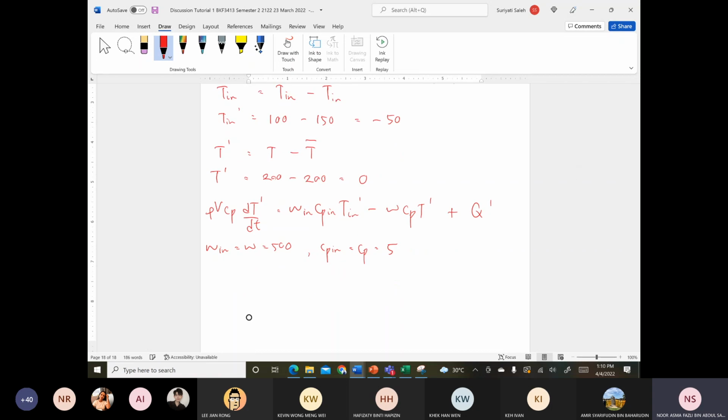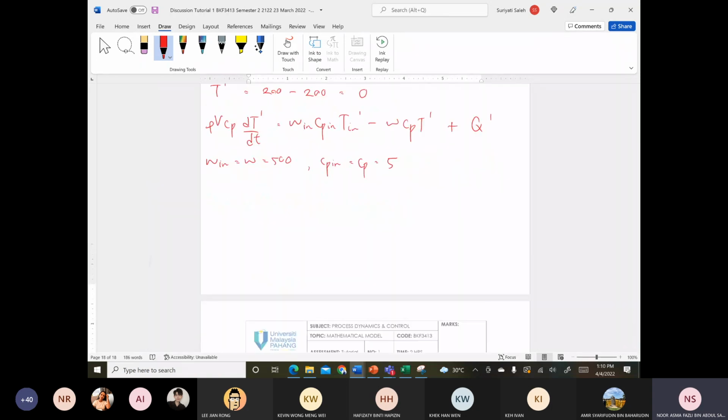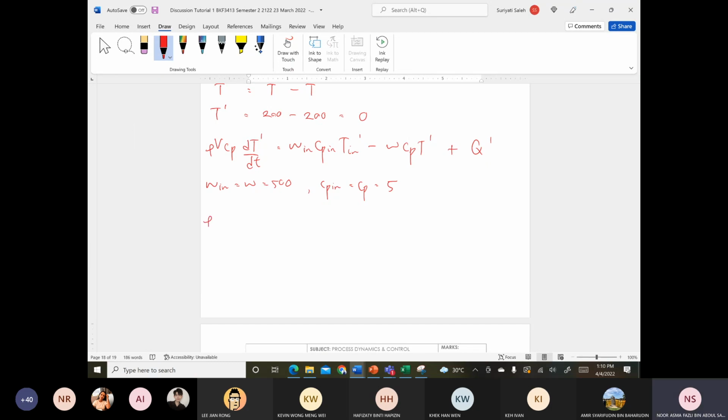So this equation can be factorized for simplification: rho V Cp dT prime over dt equal to W Cp (T in minus T prime) plus Q prime. Either way, if the variable can be factorized, then you can do the simplification, or sometimes you can still leave the equation as it is. It's up to you. There are pros and cons when we try to do simplification.